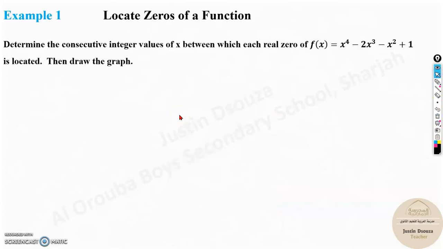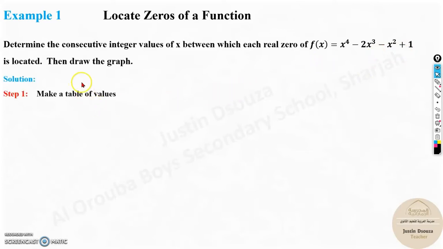Let us solve a simple problem on the location principle. Determine the consecutive integer values of x between which the real zeros of f of x, this is the function over here, are located. Then draw the graph. Now you have to find out the zeros. You can't find the exact zeros. You need to approximate where they lie.